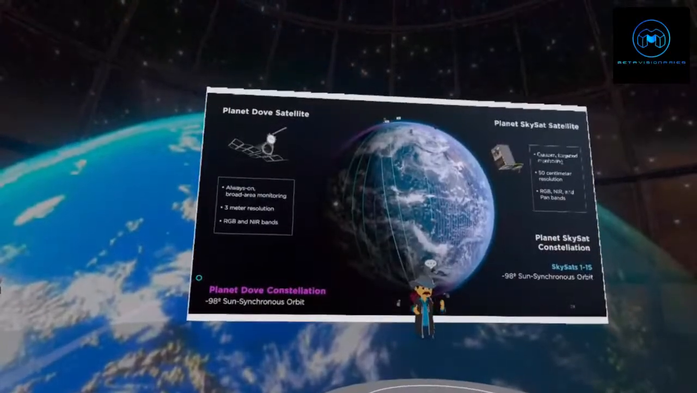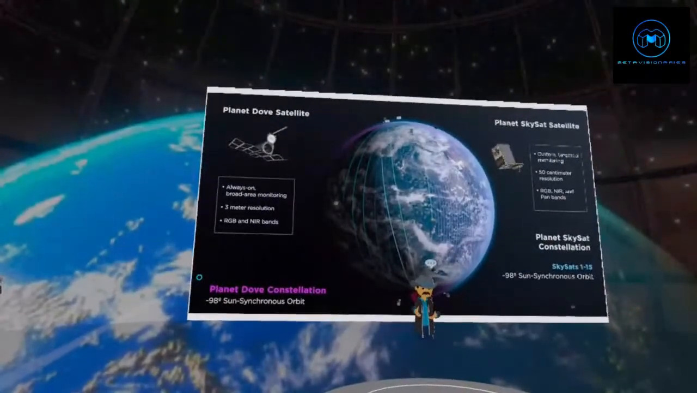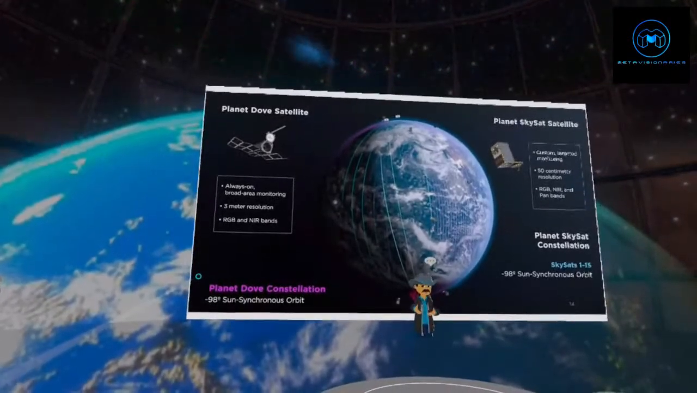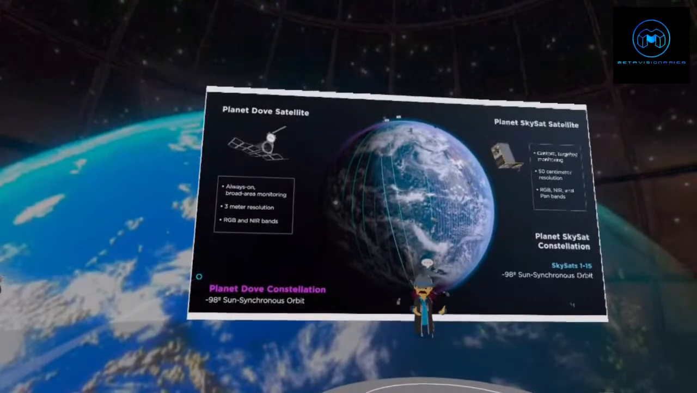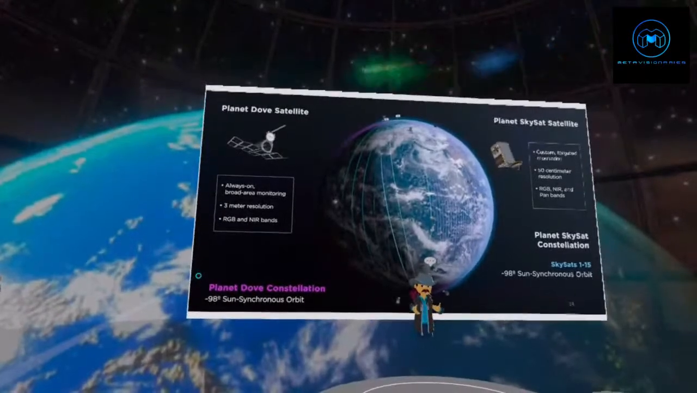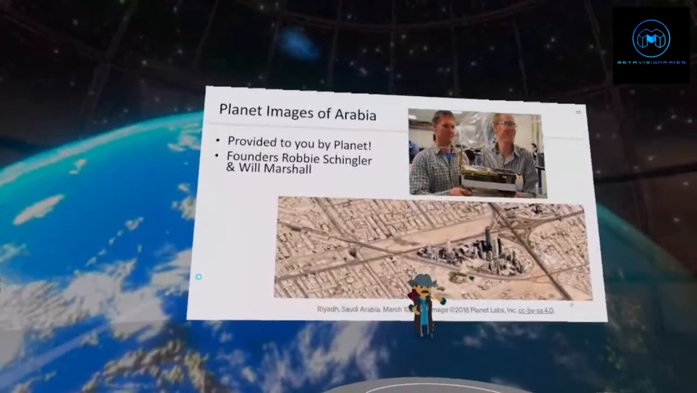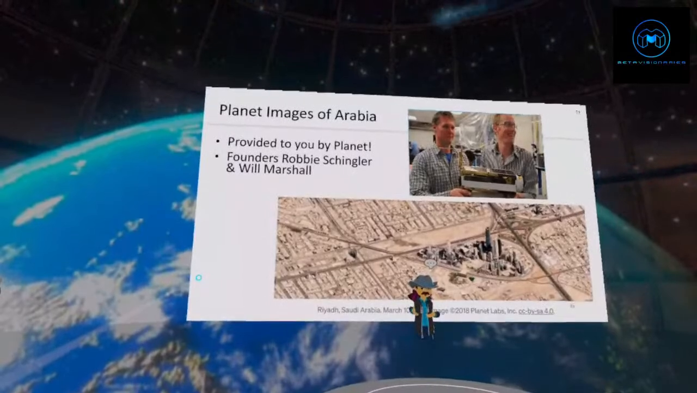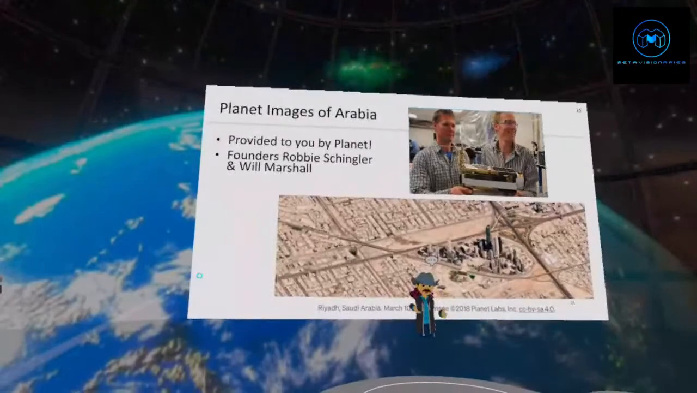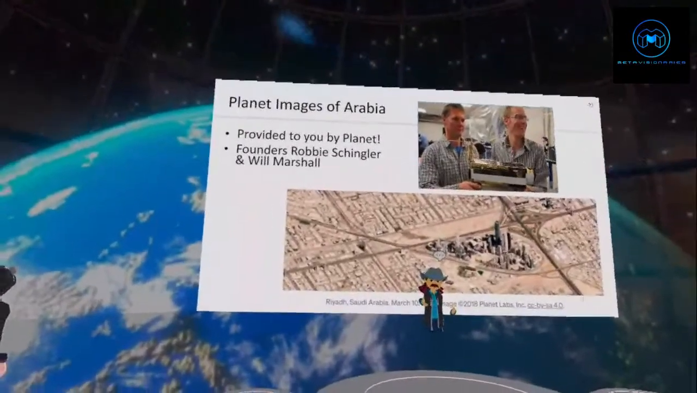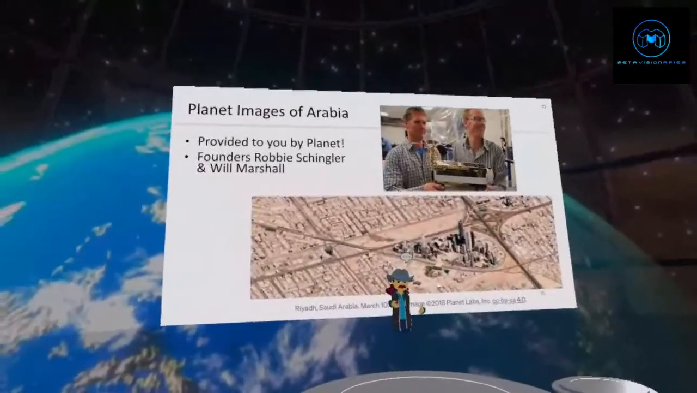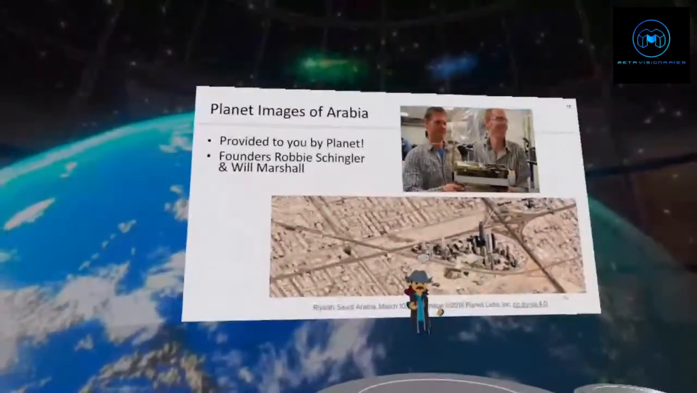And this provides us enormous capabilities for understanding Earth. And they have, as I said, over 200 satellites constantly imaging the planet and providing us with data. Here's a fascinating picture of Riyadh. And here are the two founders, who I'm happy to say I know quite well. Both are alumni of the International Space University. And here they are holding one of their tiny little Planet Doves.